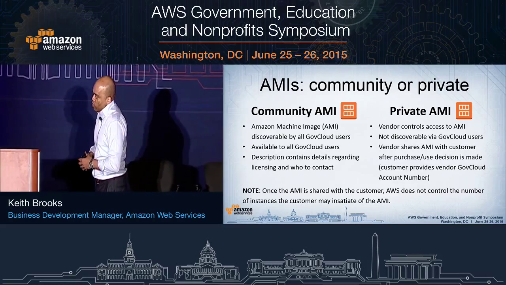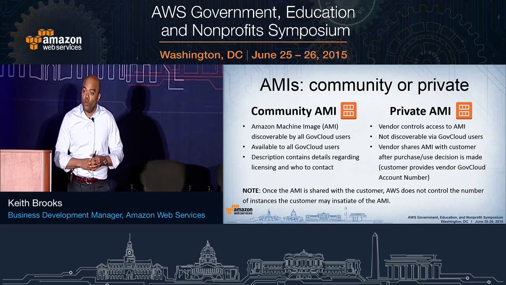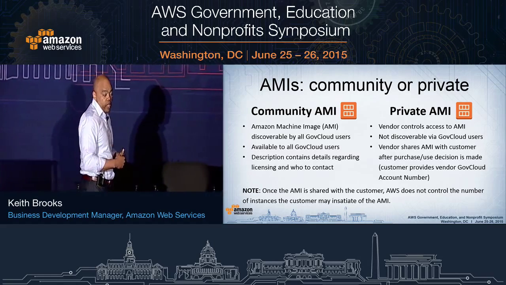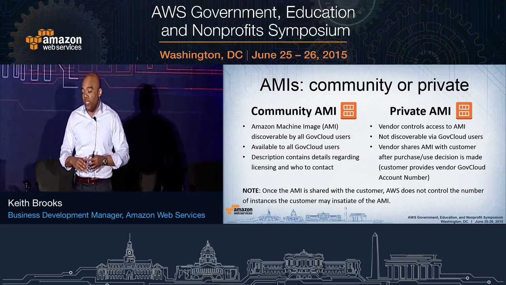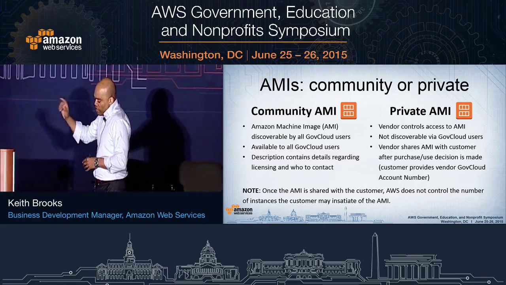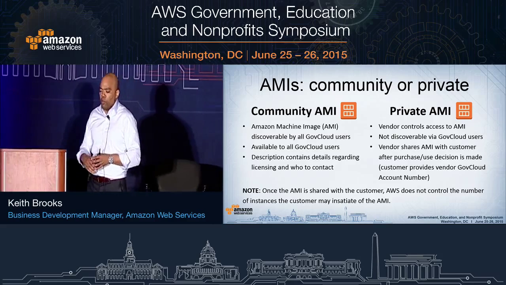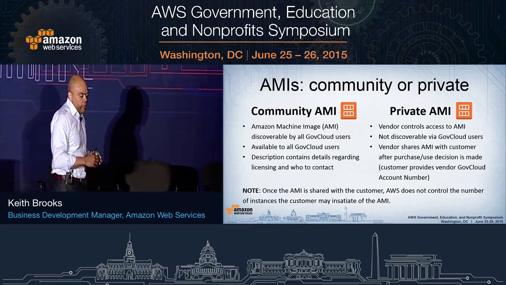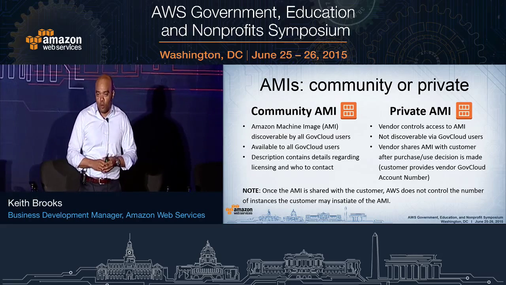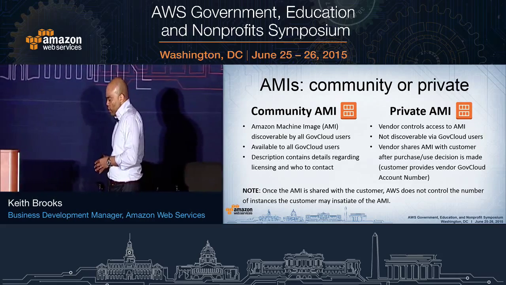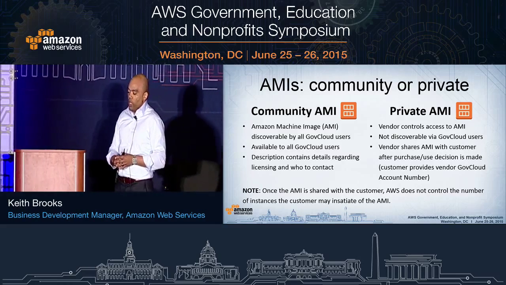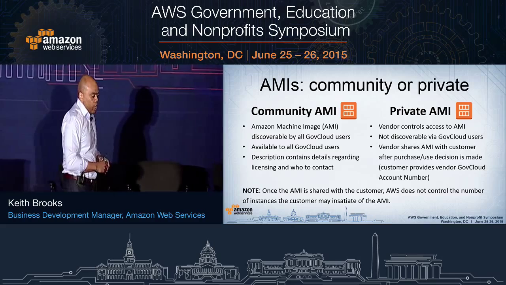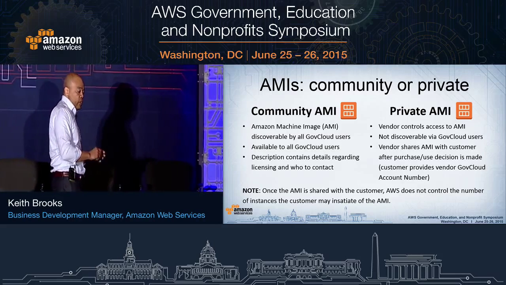That is one option that software vendors will use to distribute their software in the GovCloud region, again, because the AWS Marketplace is not available today in GovCloud. The second option is the private Army, and private Armies look, smell, and feel just like community Armies. The only difference is that they're not publicly discoverable. So the way software vendors can take advantage of the private Army approach is to develop the Army in the same way, publish the Army to GovCloud, but they control access to those Armies.